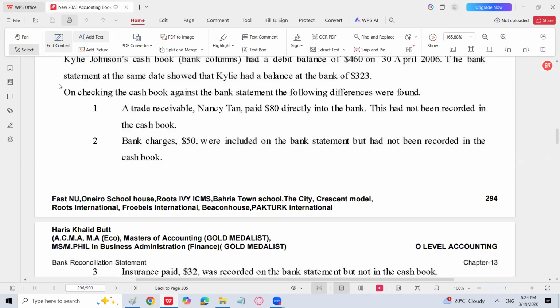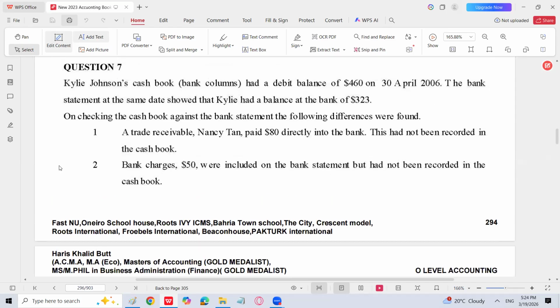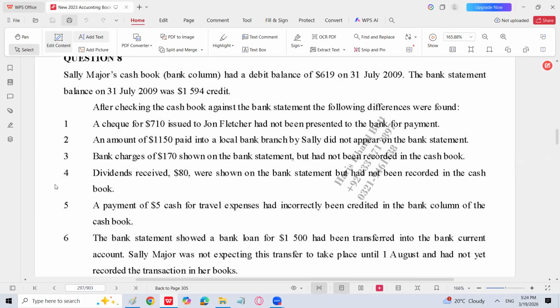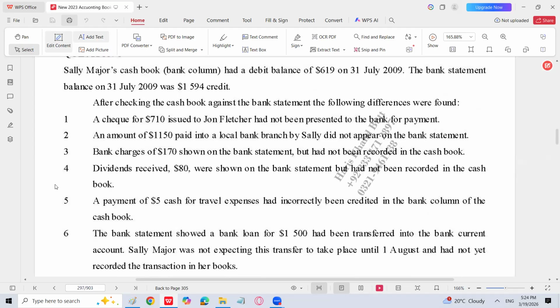Then the next one, again, this is also the same story, same word problem. And the last one, this has also come in your O level exam. Again, you have to prepare the bank reconciliation statement. In every particular question, you have one difficult point. Especially in this question, we have one difficult point. That is point number 5.